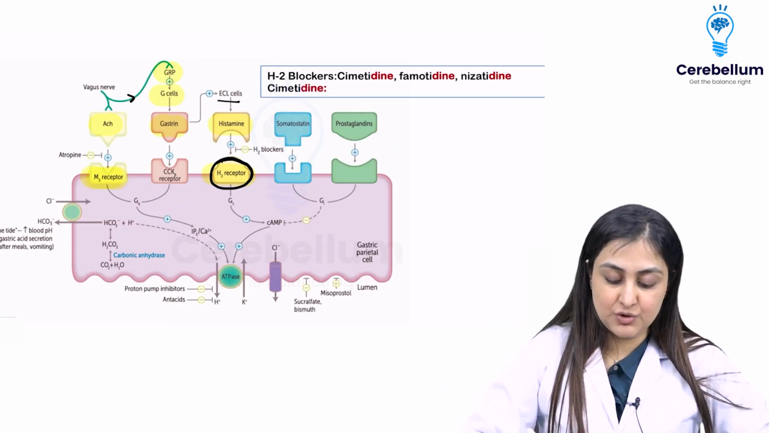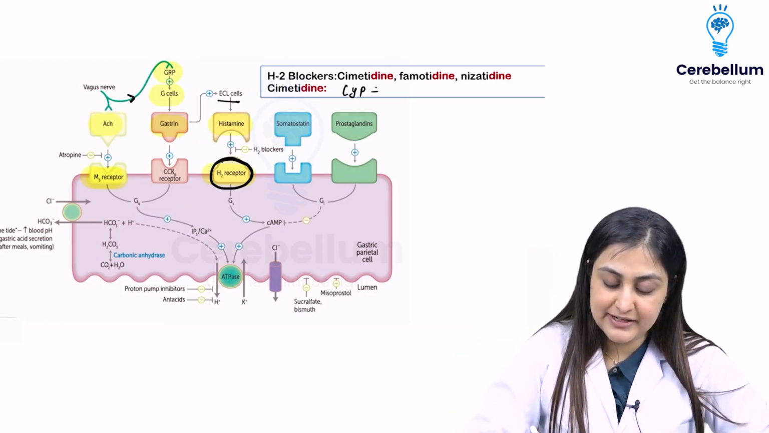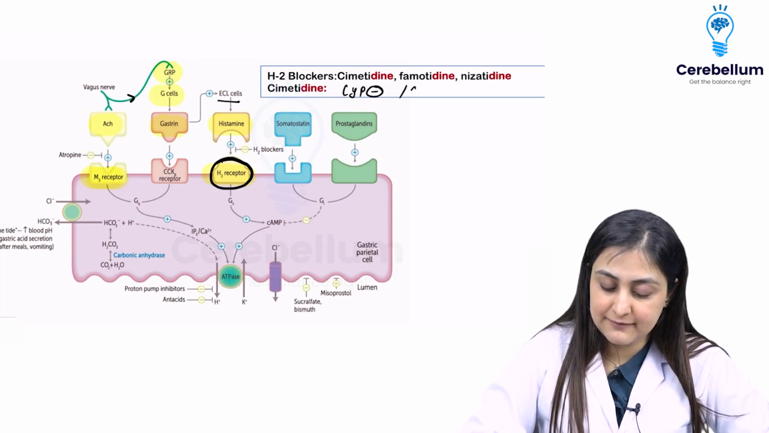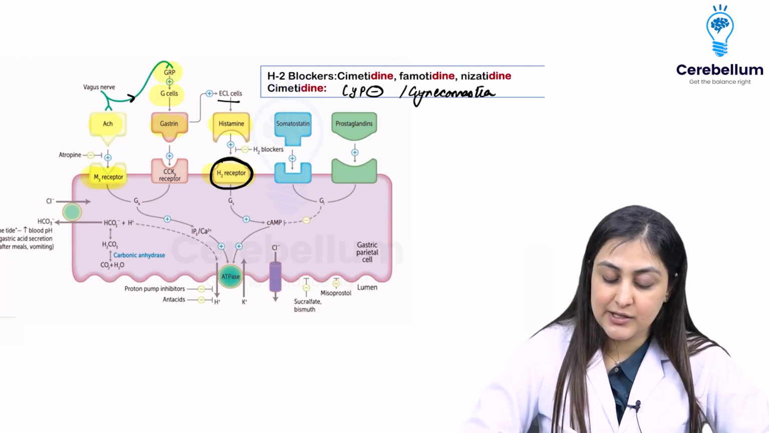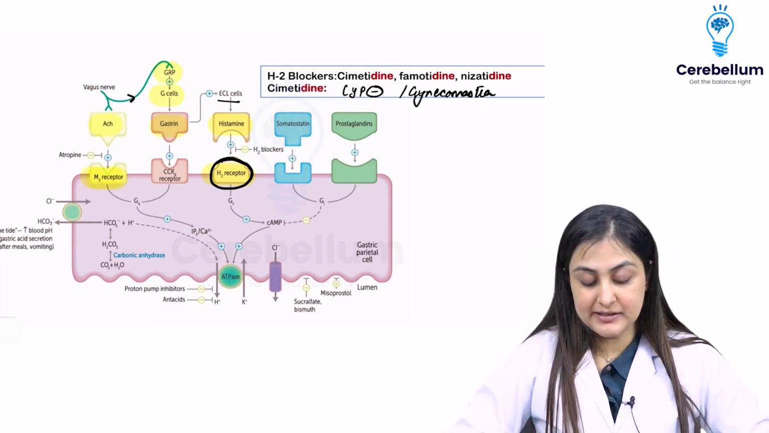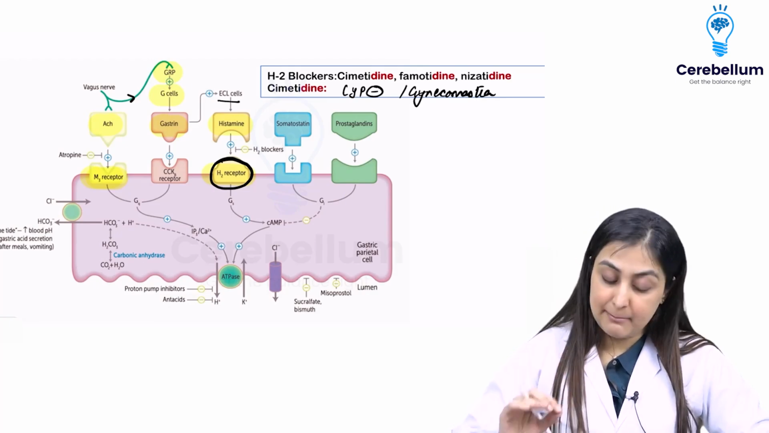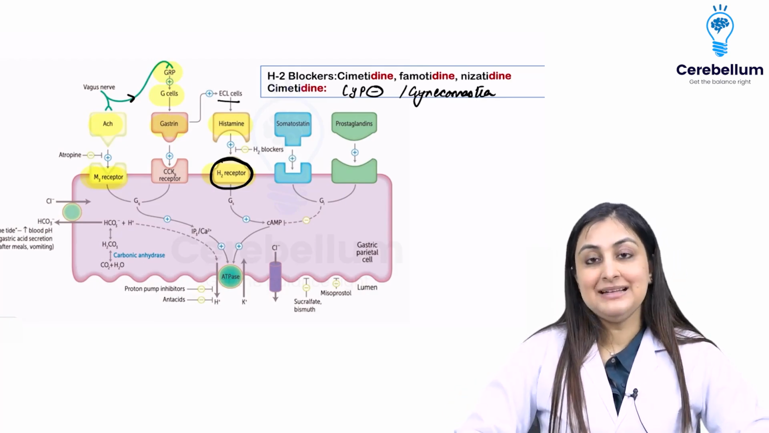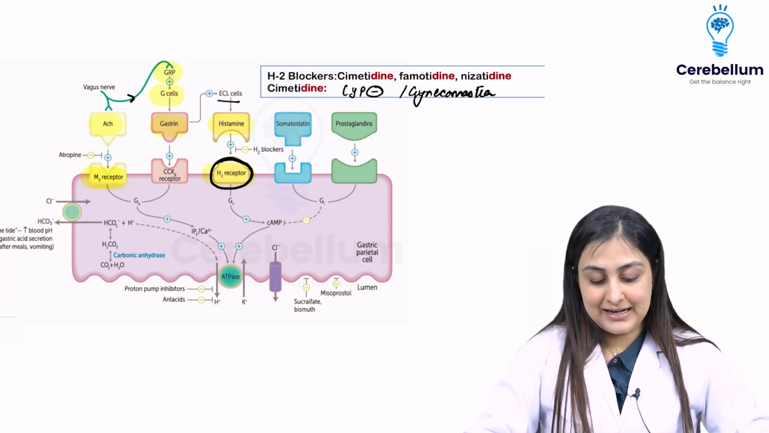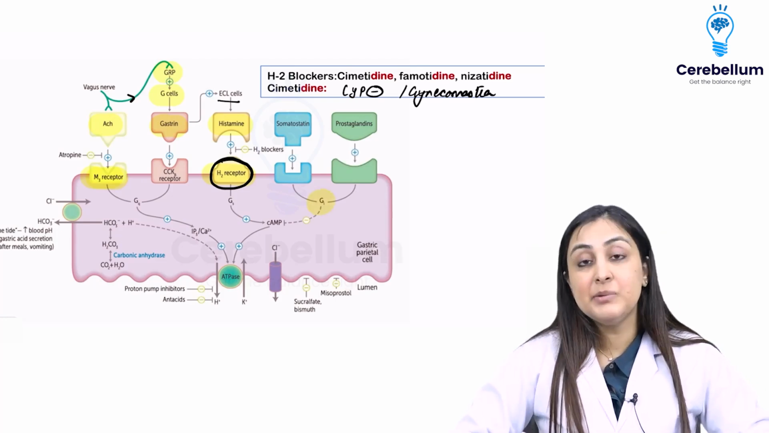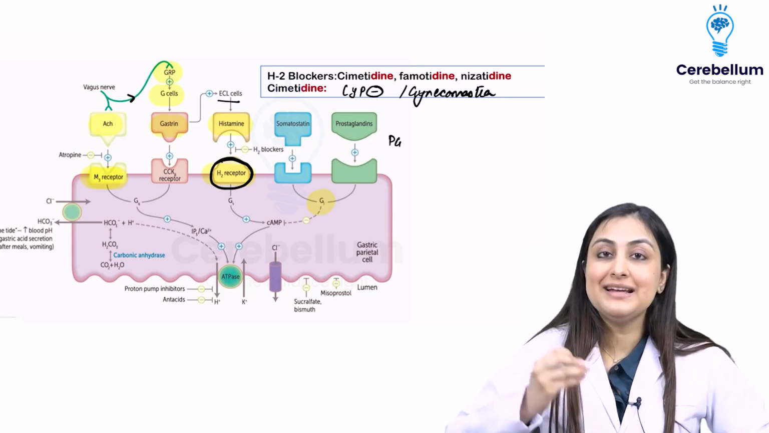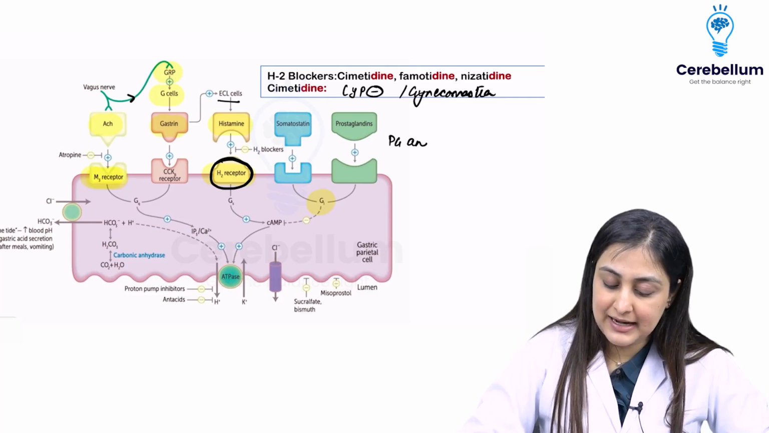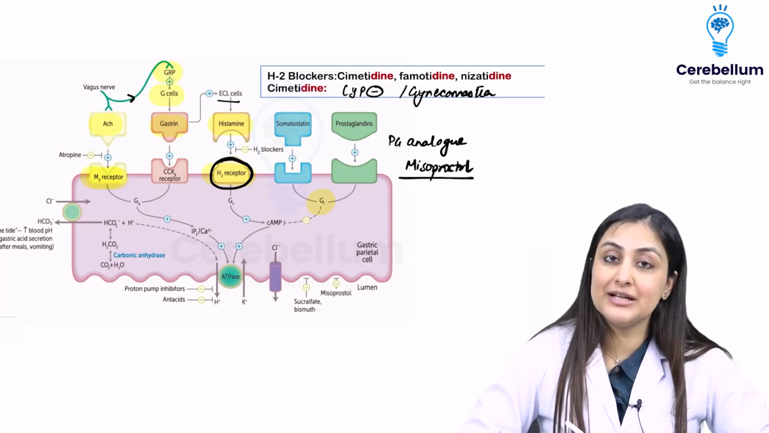Cimetidine is not really used nowadays because it is a very potent CYP inhibitor, and one other famous side effect is gynecomastia. Gynecomastia is one side effect of cimetidine, because of which it is not preferred much. Then we have somatostatin and prostaglandins, which act via Gi and inhibit the release of H+. What I can give here is a prostaglandin analog like misoprostol.